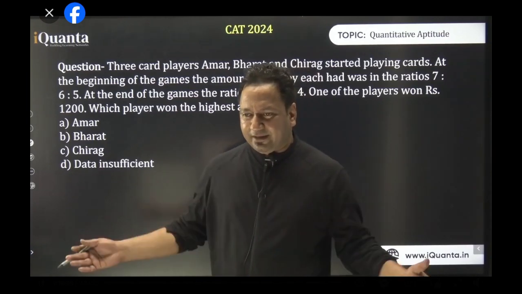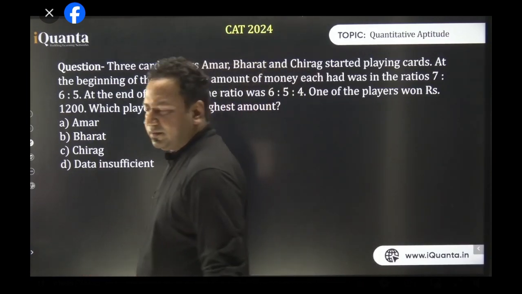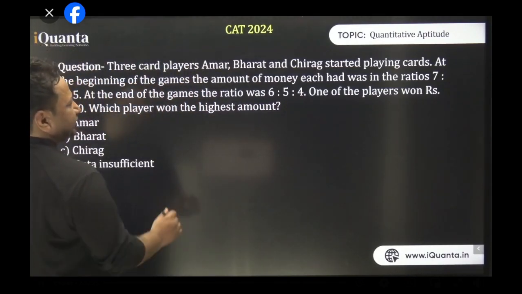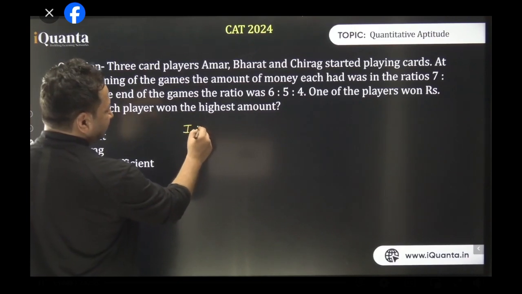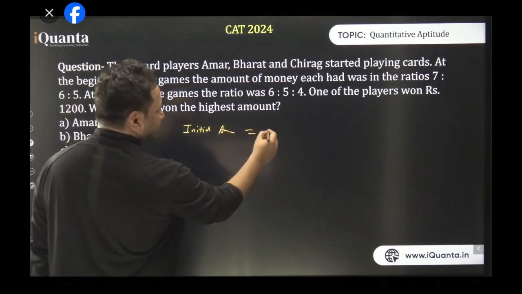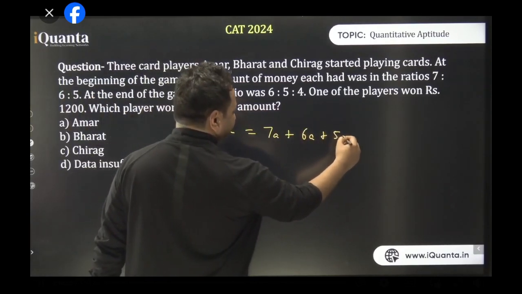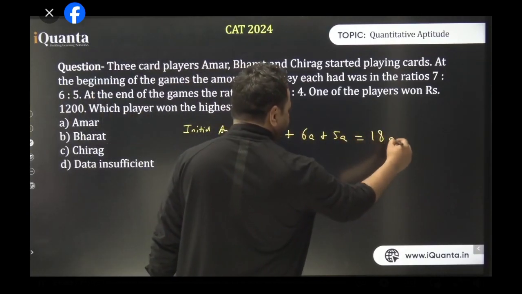If you start with combined 300, in the end it will be the same. Total amount will be same. So what happened? Initially, the amount was how much? 7a, I'm using a here, not k. 7a plus 6a plus 5a is equal to how much? 18a. That was the initial amount.